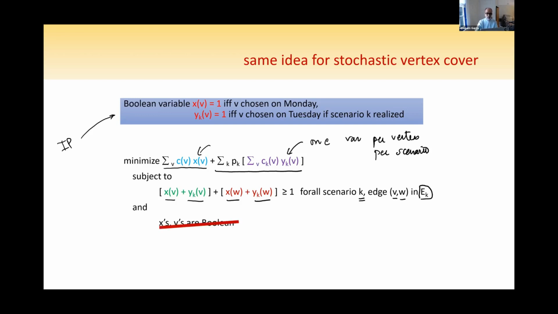Good. So this IP is exactly equal to the problem we want to solve, the stochastic problem. And how do we solve it? Well, relax and round. You relax it.